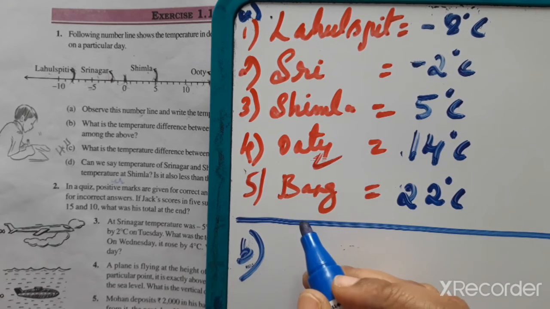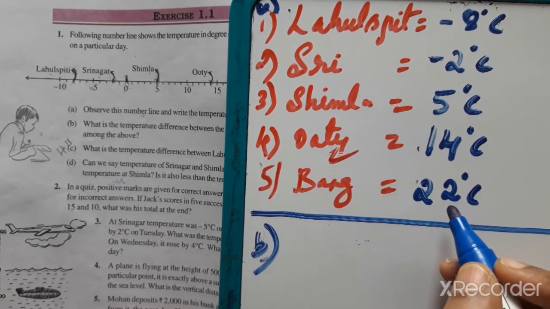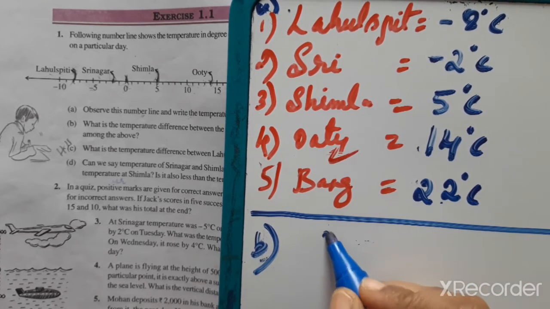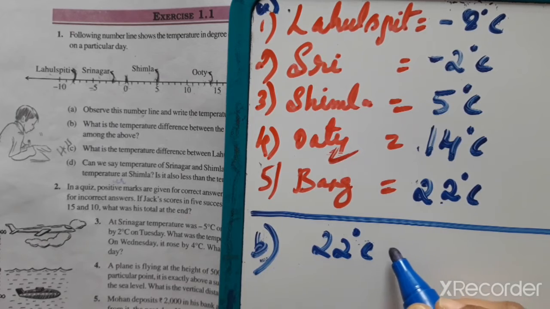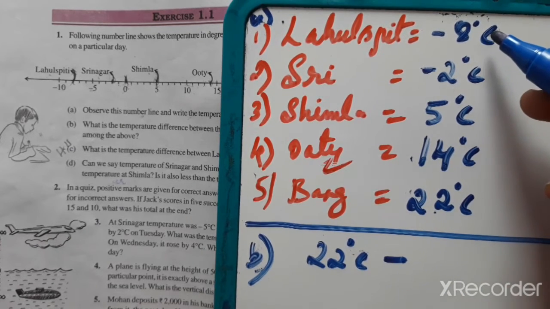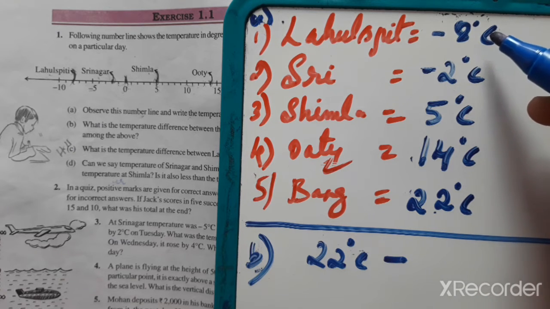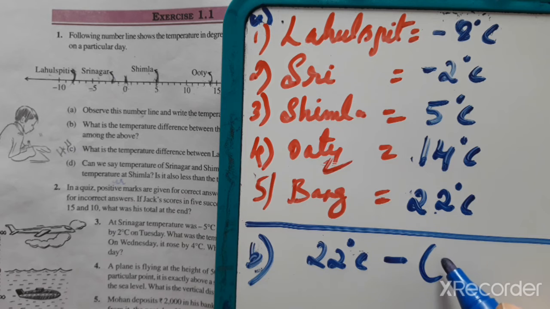Now the question: what is the temperature difference between the hottest and coldest? So hottest is Bangalore temperature, 22 degrees Celsius. Minus, difference means minus symbol, and coldest, so minus 8 degrees. Coldest among these numbers, which is the smallest number? Minus 8, because among negative numbers the greater is the smaller number. So minus 8 degrees Celsius.